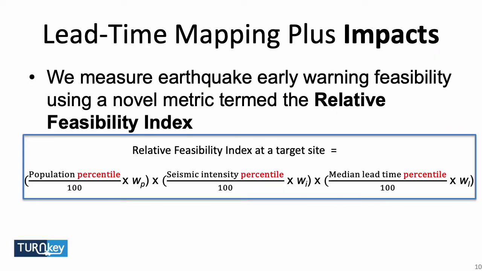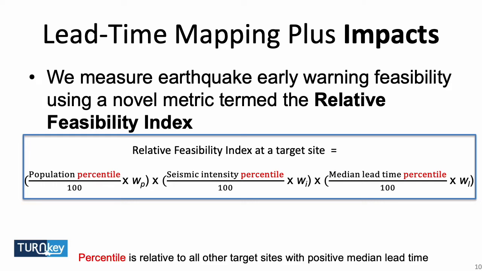We then went one step further and synthesized all of this information into a more formal metric, which we called a relative feasibility index. Now, this relative feasibility index accounts at each target site for the population around that target site, the median lead time that target site has for incoming earthquakes, as well as the average seismic intensity that might hit that target site. And it's relative, which means we're ranking different target sites relative to each other.